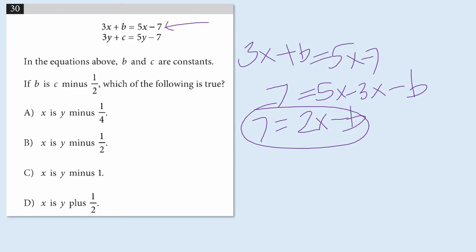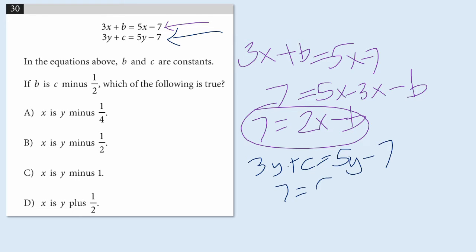Let's look at the second equation. I have 3y plus c equals 5y minus 7. Same thing, let's isolate the 7 on the left. So I have 7 equals 5y minus 3y minus c. And then I end up with 7 equals 2y minus c.